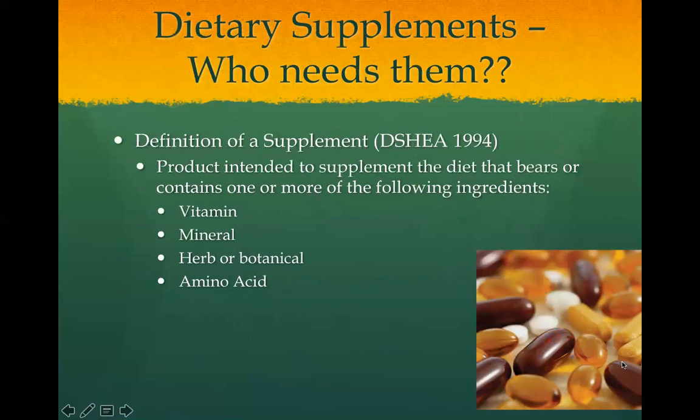So who needs dietary supplements? And what exactly are dietary supplements? According to the Dietary Supplement Health and Education Act, a supplement in the U.S. is a product intended to supplement the diet and must contain one of the following ingredients: a vitamin, a mineral, an herb or botanical, or an amino acid. And it might be a combination of any of those four ingredients as well. This is a pretty broad definition and covers many, many nutritional substances.